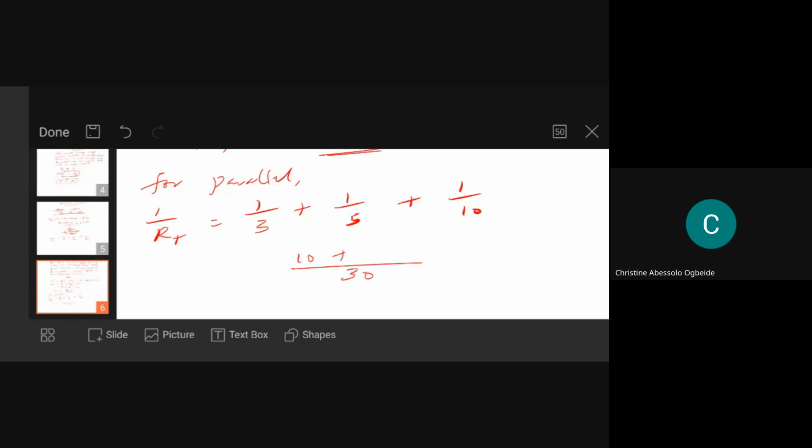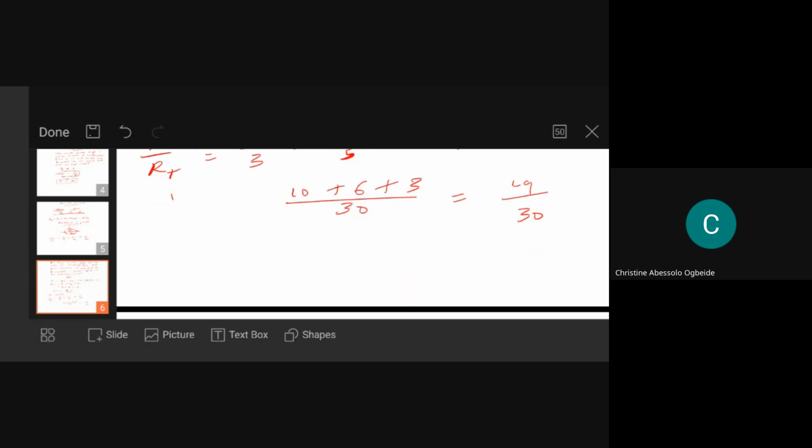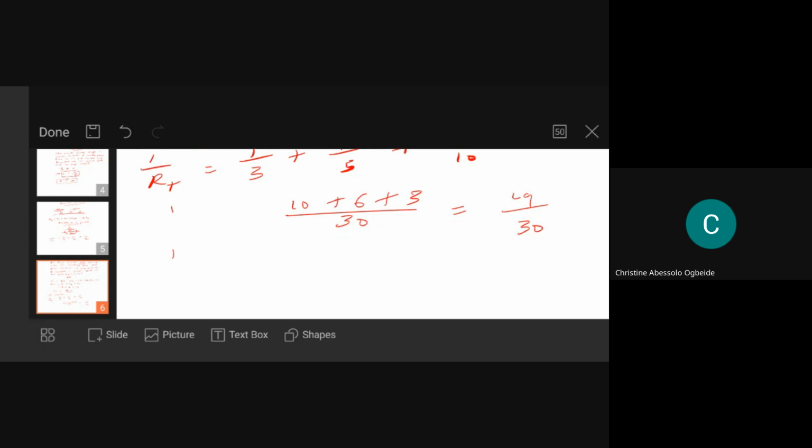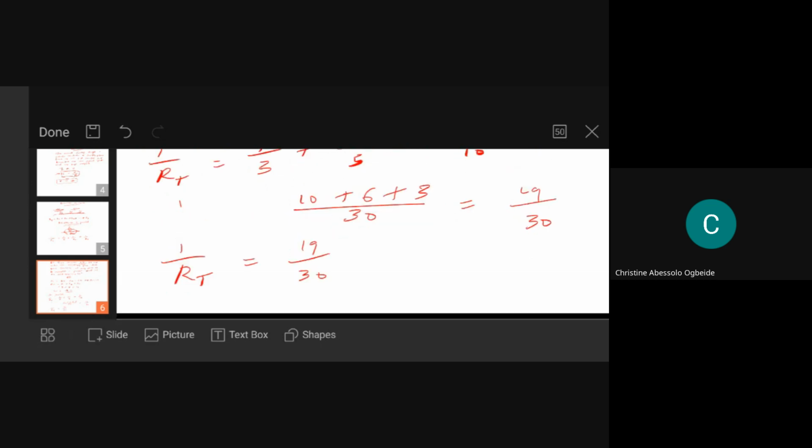5 divided by 30 will give me 6, and 6 times 1 will also give me 6. Then if I divide by 10, I have 3, and 3 plus 1 will give me 3. If I add up everything here, I'll be getting 19 all over 30. So you see that my 1 all over R total becomes 19 all over 30. So what then becomes R total?